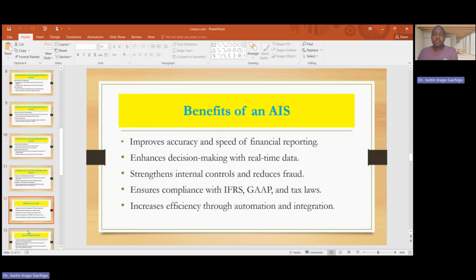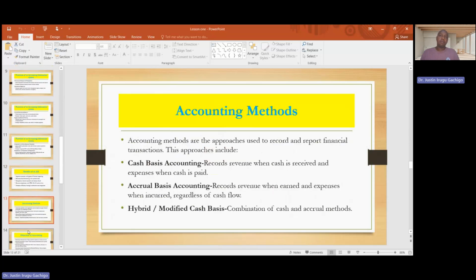It also strengthens the controls and reduces fraud. As we have talked about unauthorized access, ensure compliance with IFRS, GAAP, and tax law. We have talked about this system. They have the modules, and they are even configured in such a way that they are compliant with these reporting standards. Also, it increases efficiency through automation and integration. Because the various processes are automated, the chances of errors are minimal.